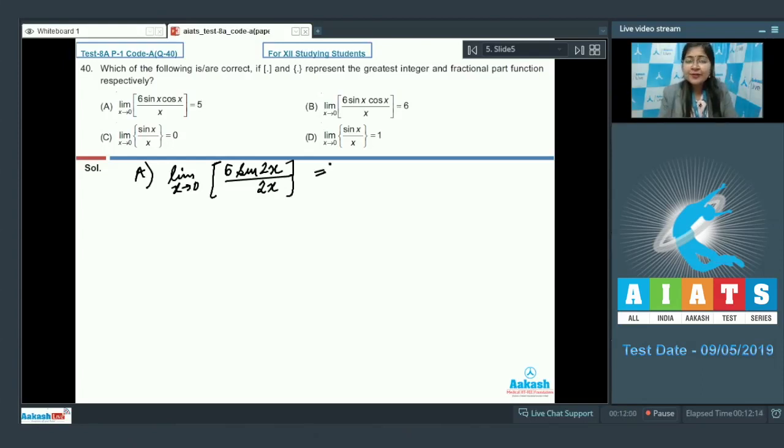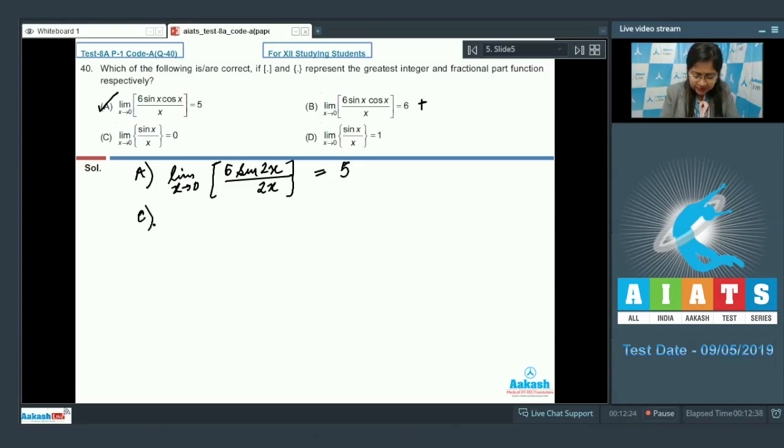Now we know that the limit t tending to 0 of sine t upon t GIF is slightly less than 1, so it is equal to 0. So in this case it has been multiplied by 6, so it will be slightly less than 6, which means that it will be equal to 5. So option number A is correct. So option number B is incorrect.